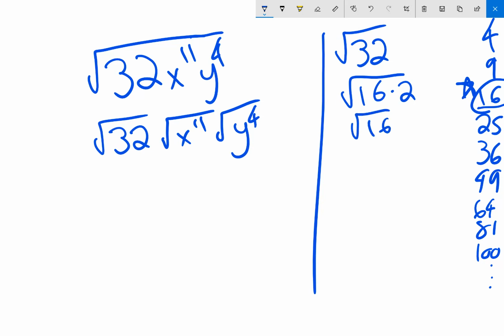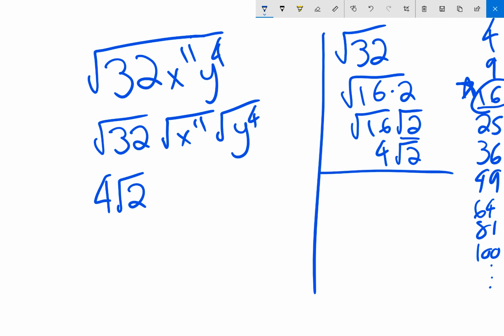So if you simplify each of these one at a time, the square root of 16 is 4, just a normal 4. And the square root of 2 can't be simplified anymore. So we leave that inside the radical. So there's your square root of 32. It's 4 square root of 2.